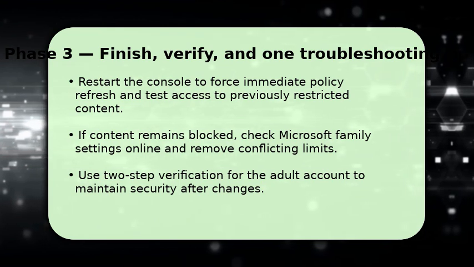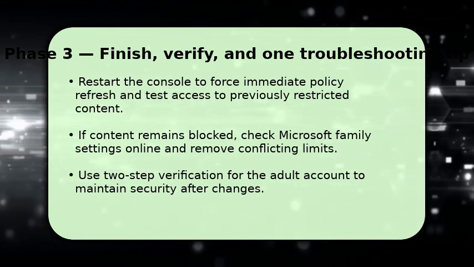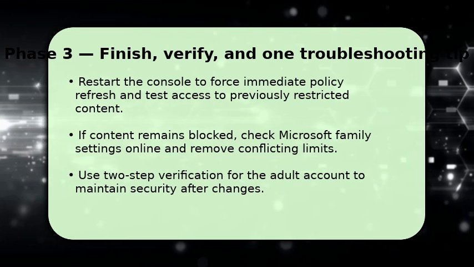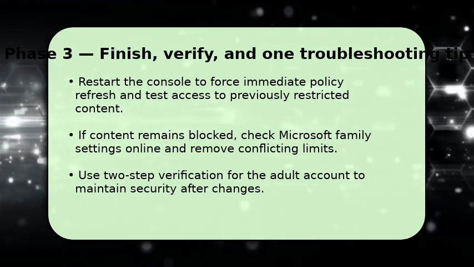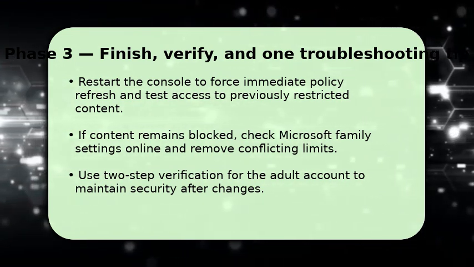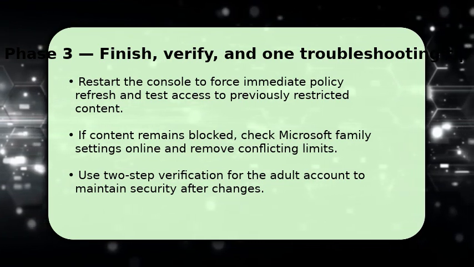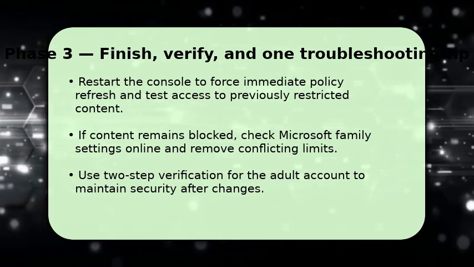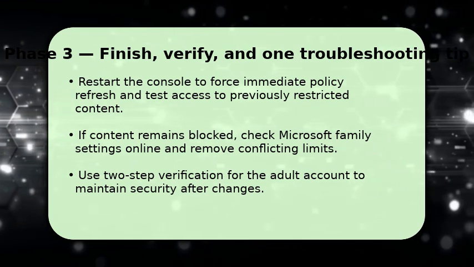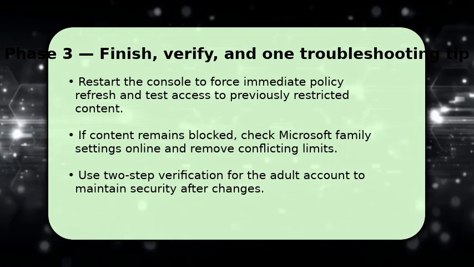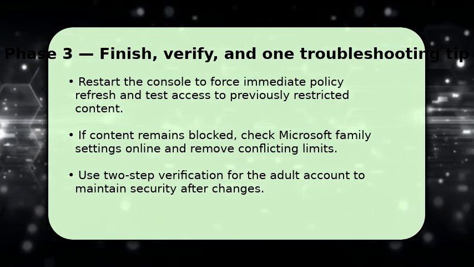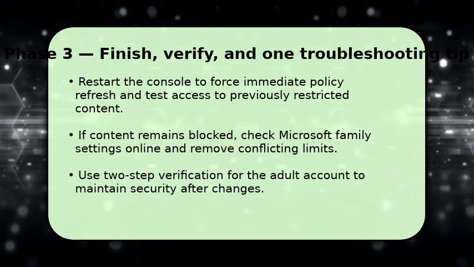If the restriction still appears, make sure the child account isn't in a different Microsoft family group or bound to a console-level setting. Once confirmed, resave the changes online at account.microsoft.com/family and then restart again. If problems persist, reset the console network connection. And remember to keep two-step verification on the adult account to prevent unauthorized reconfiguration.